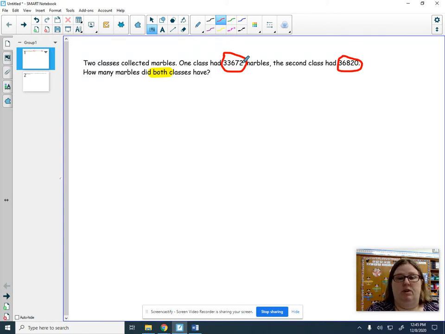So now we're going to write our number. Let's start with 33,672. And we're going to start with our ones. So I start with my 2. Then in my tens, I have a 7. Then in my hundreds, I have a 6. Then in my thousands, I have a 3. And in my 10,000s, I have another 3.